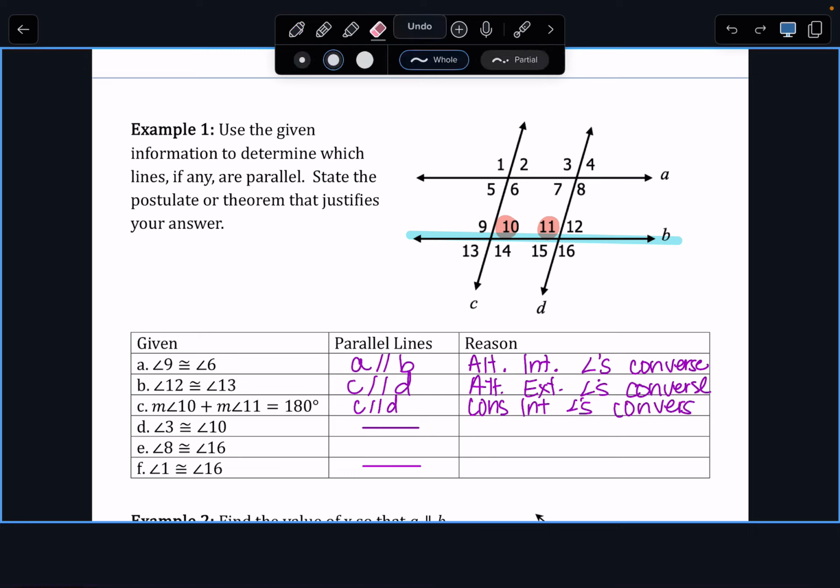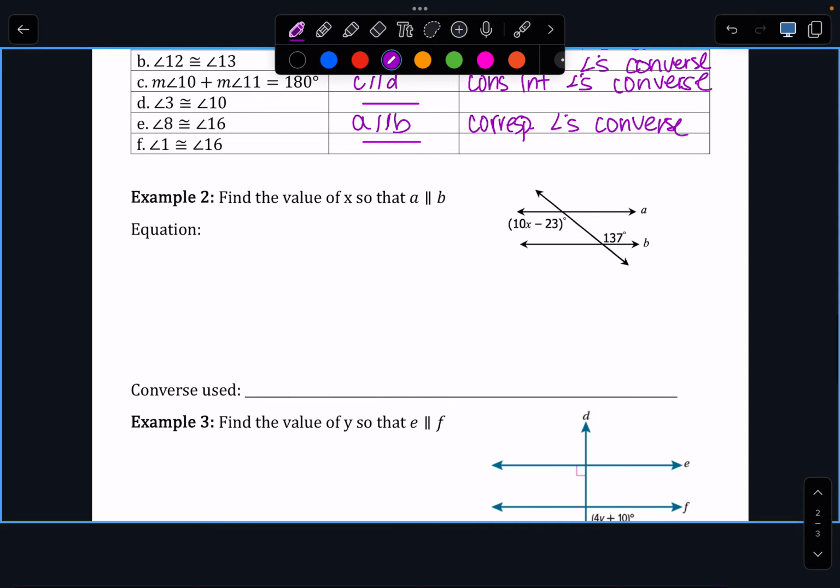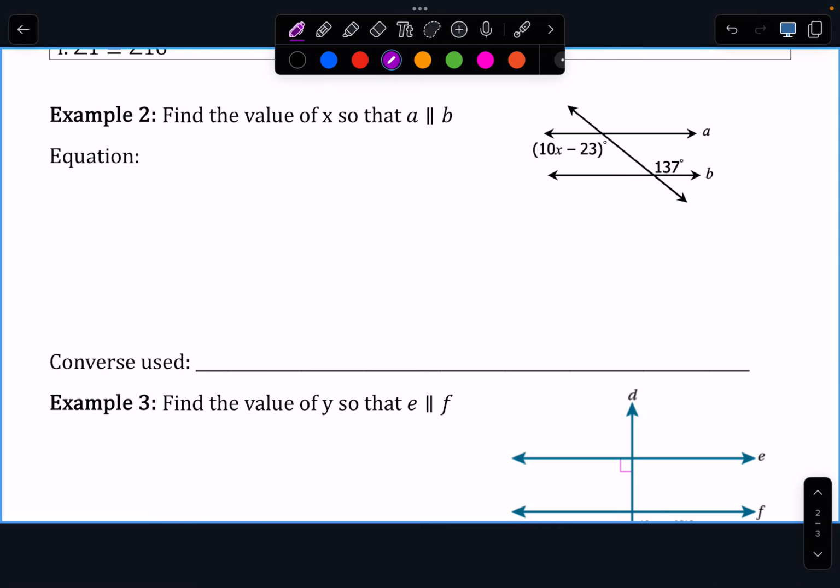Okay. We've already talked about 3 and 10. What about 8 and 16? Who do they make parallel? A is parallel to B because of our corresponding angles converse. Excellent. Okay. So, couple things you're going to have to do. Number 1, you're going to have to decide which lines are parallel if the given information is using one of these converses. I'm also going to have you algebraically force lines to be parallel.